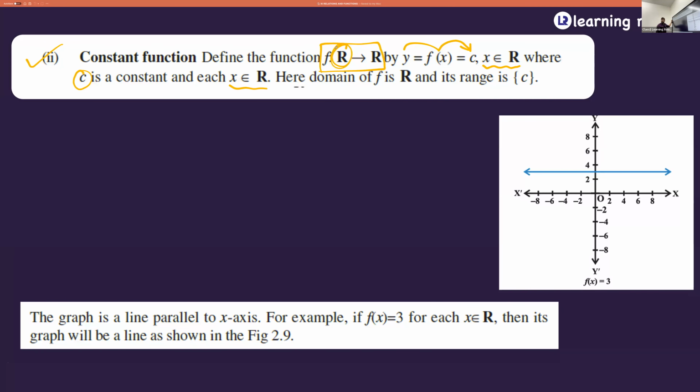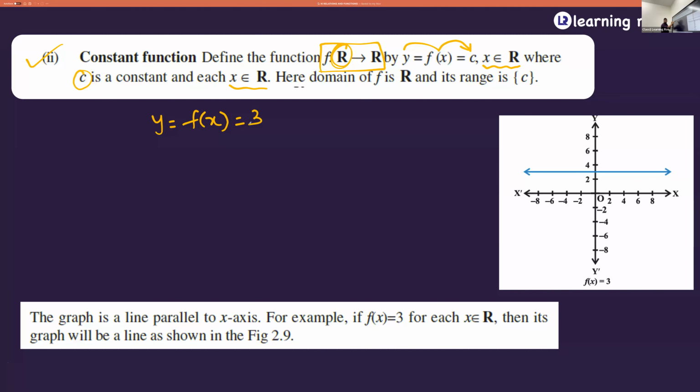The domain set is going to be real numbers, right? What is going to be the range? The range will not be the real numbers. It will only be one number c. Because if I define y is equal to f of x is equal to, for example, 3. What is the meaning of it?